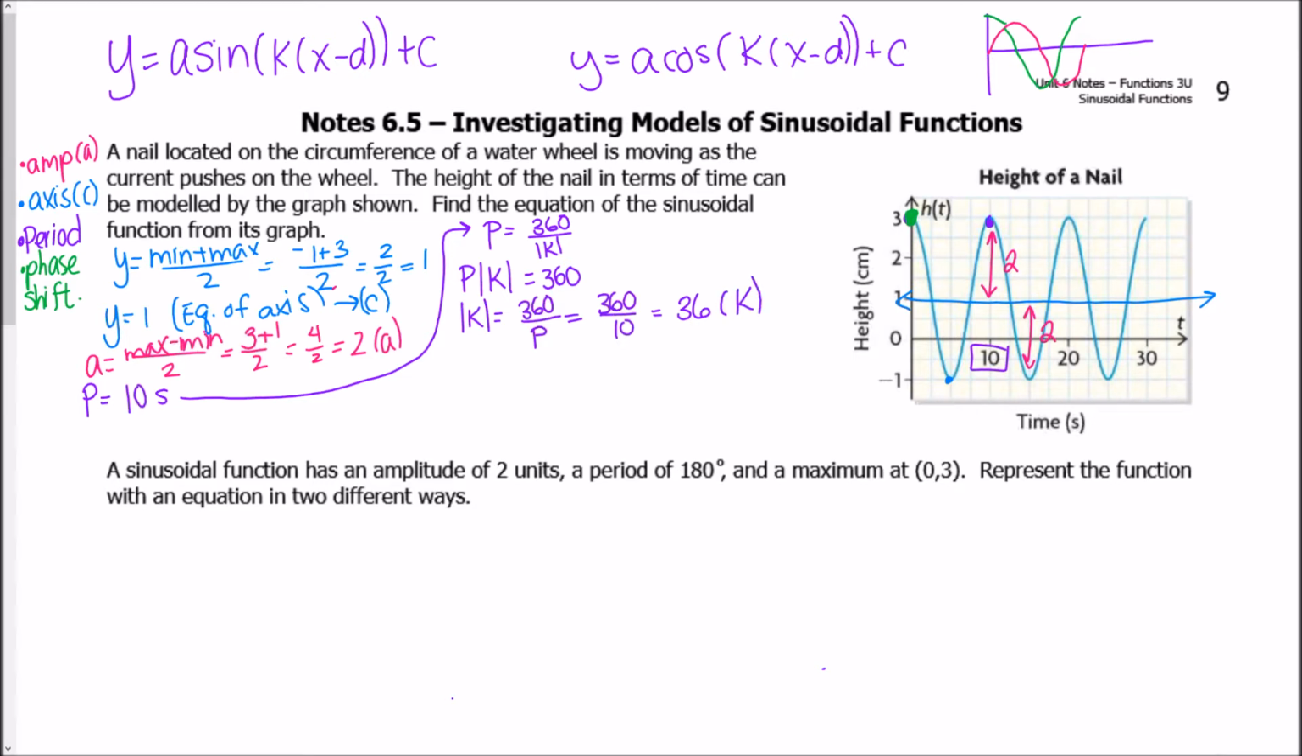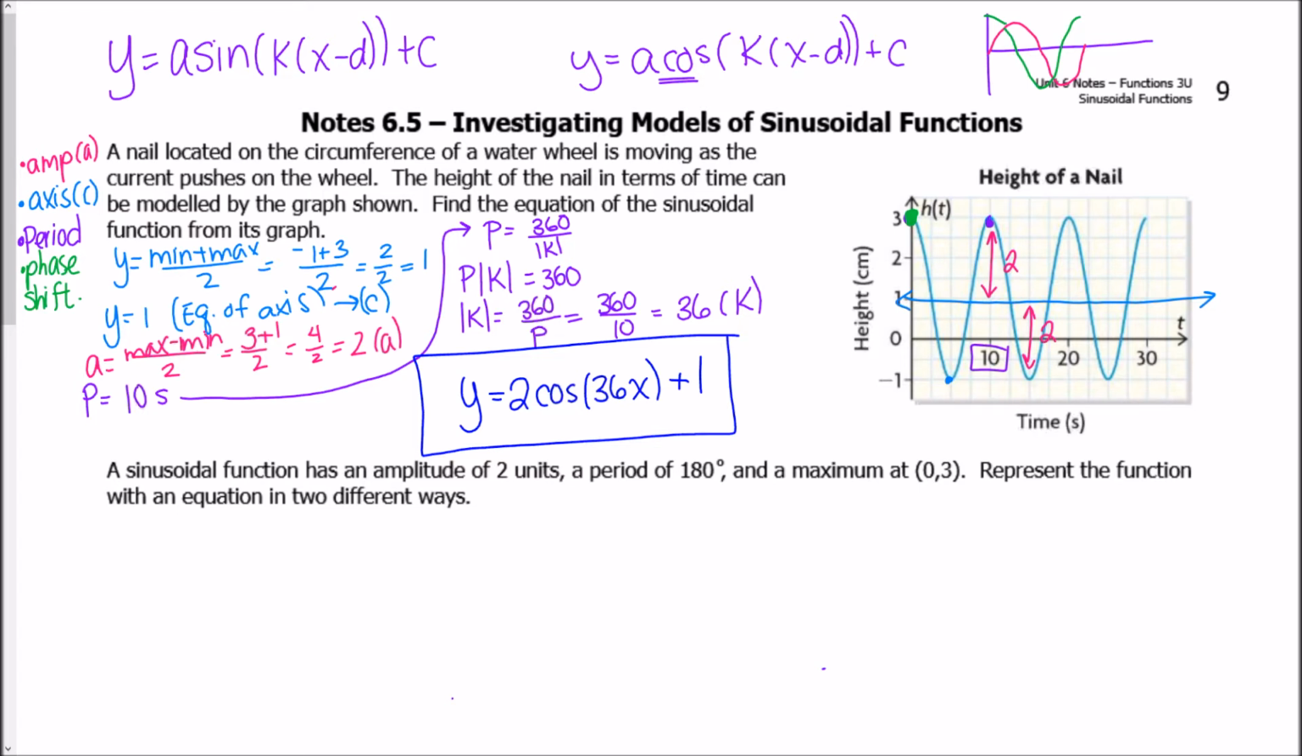So we have all the information that we need. We decided to use cosine. So that means that the equation of my graph will have to be y equals, a is 2, times the cosine of k, which is 36, x, and I don't need to include a phase shift because there is no phase shift, plus the c value, which is 1. So this right here would be my equation.